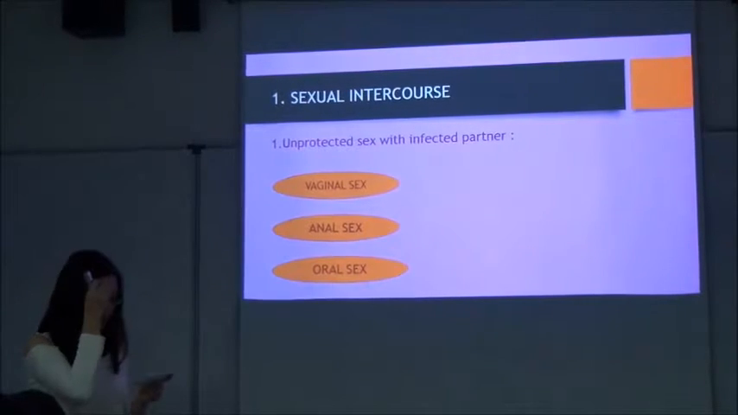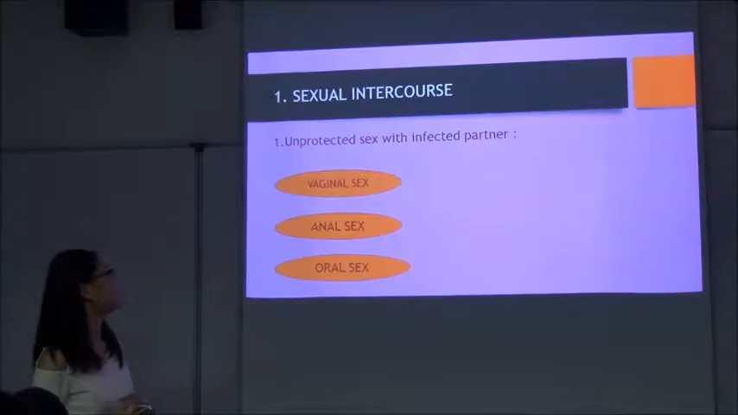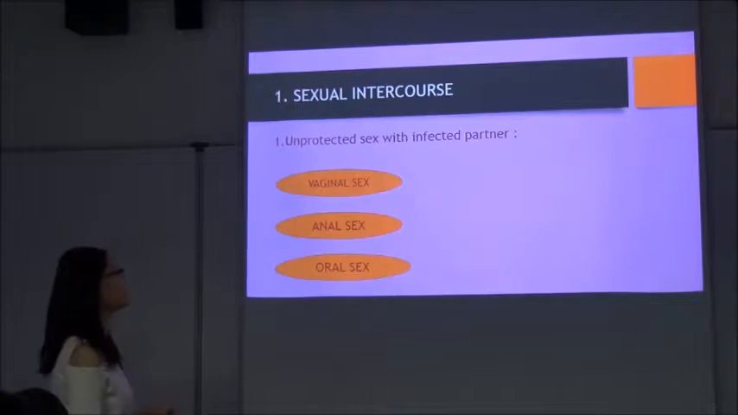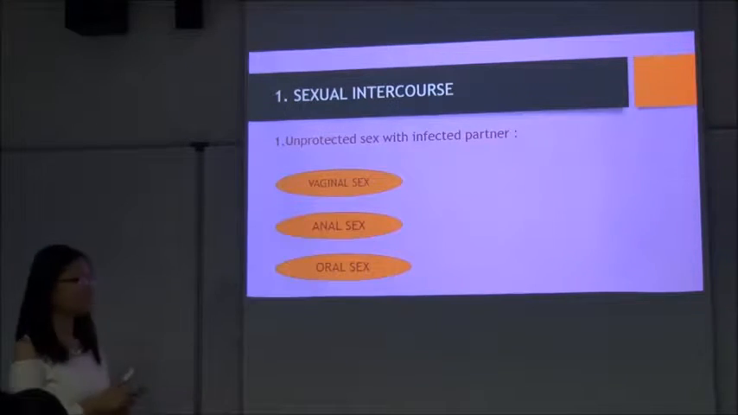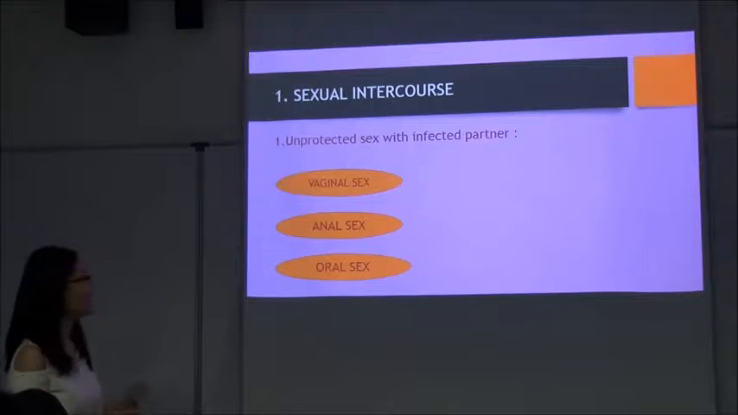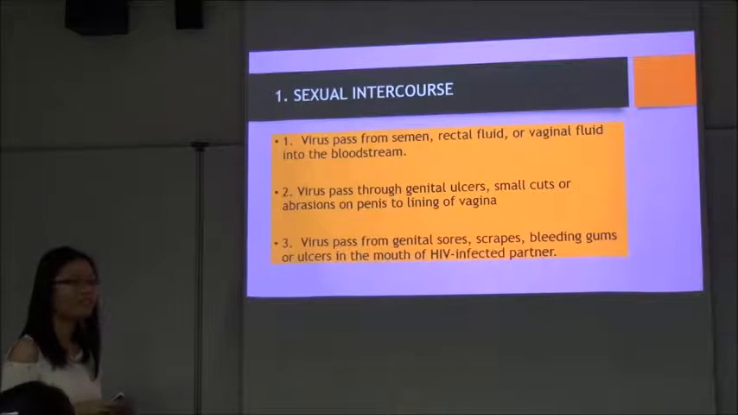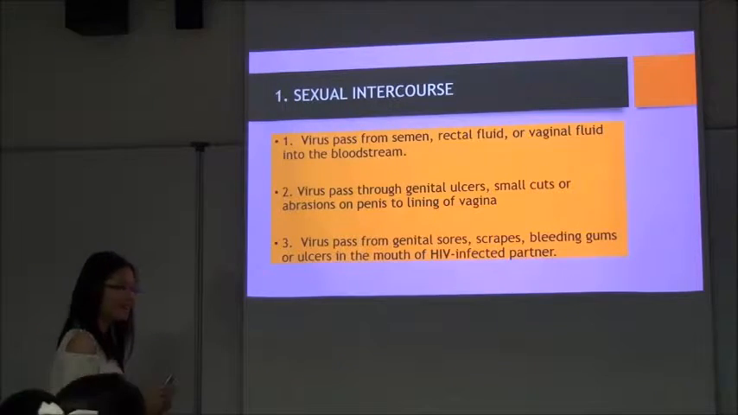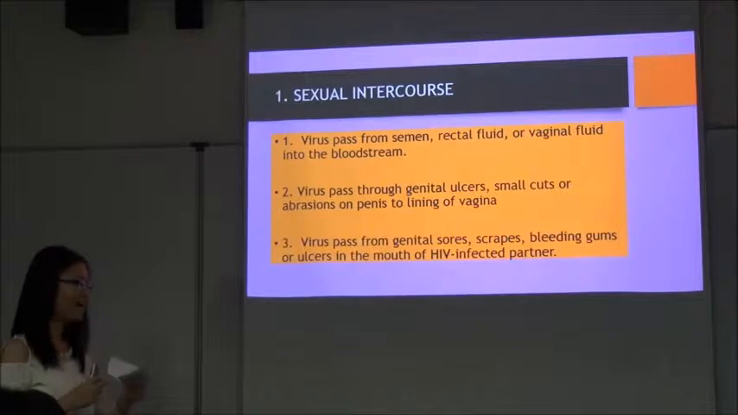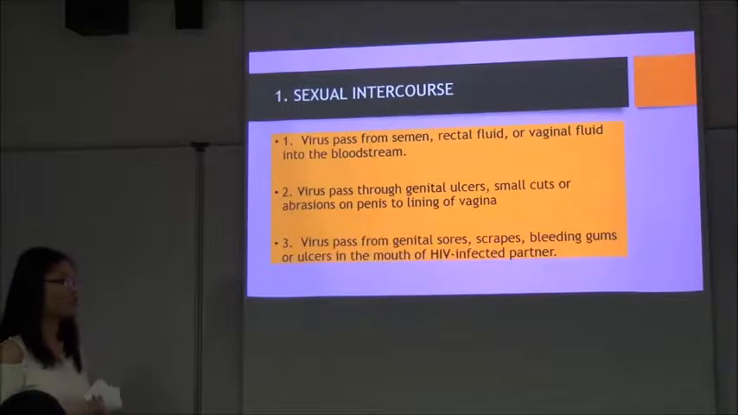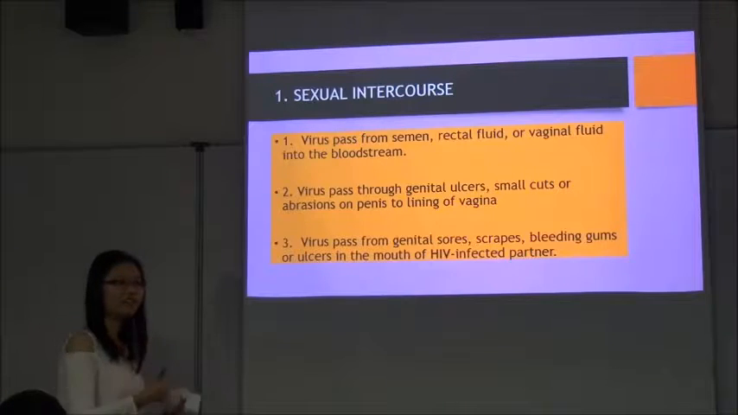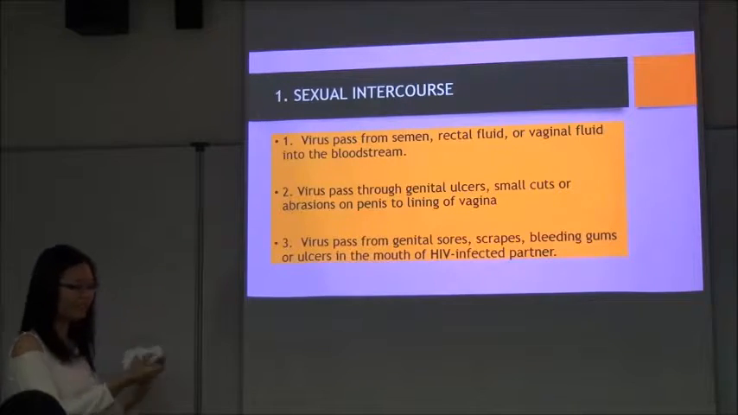So firstly, you can get HIV through having unprotected sex with an infected partner, either through vaginal sex, anal sex, or oral sex. Because the HIV virus is present in the genital fluids and can pass through cuts, sores, or ulcers of the infected partner to the bloodstream. Likewise, for oral sex, the virus can pass through scrapes or ulcers in the mouth of the infected partner to the non-infected partner.